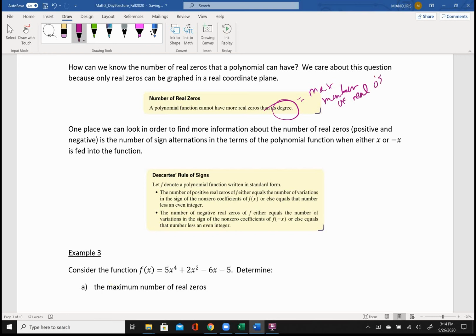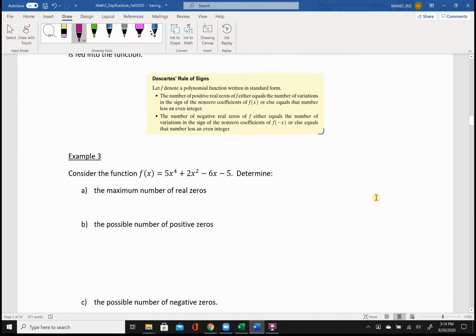If you are interested in doing a little preliminary work before you find the actual values of your zeros, if you just want to know how many are positive and how many are negative, you can bust out Descartes' rule of signs. For the first part of the process, you look at the original function and you look for what's known as variations in the sign. As you move from one term to the next, from left to right, if the sign changes, that's a variation of sign.